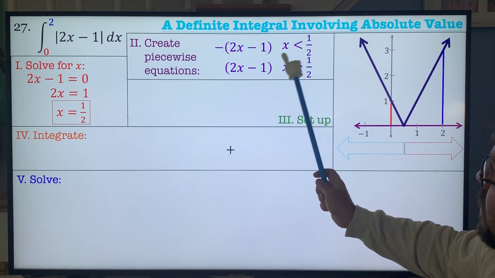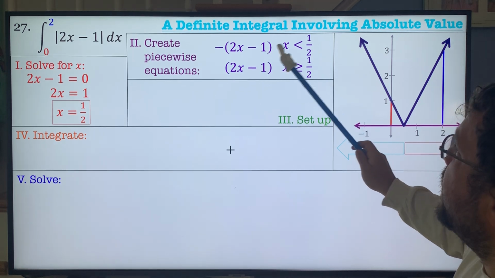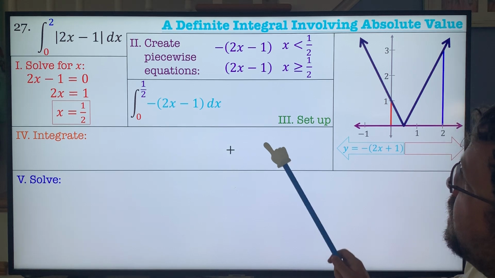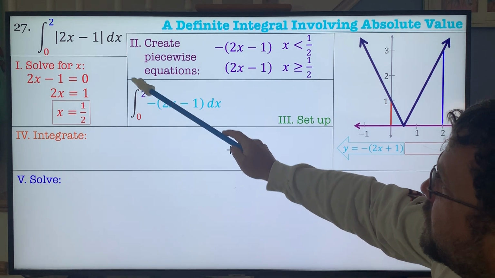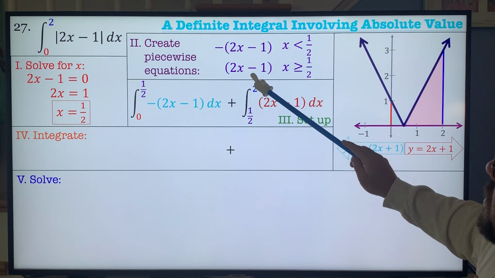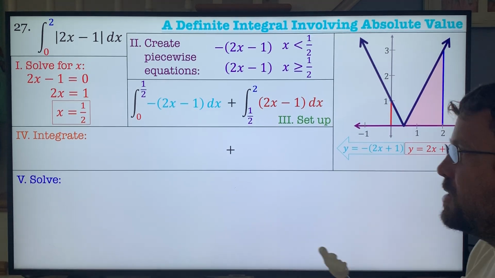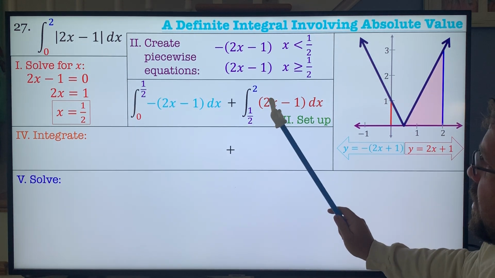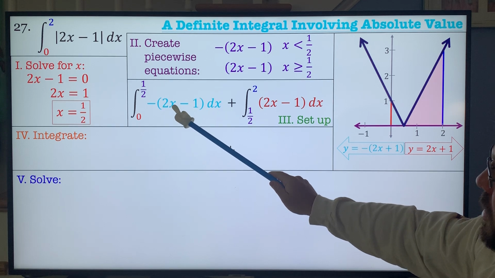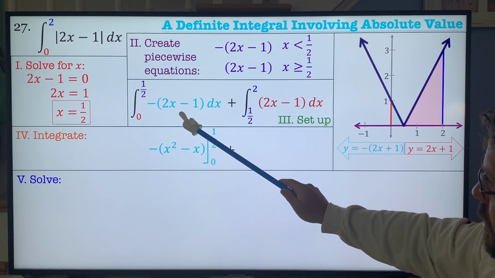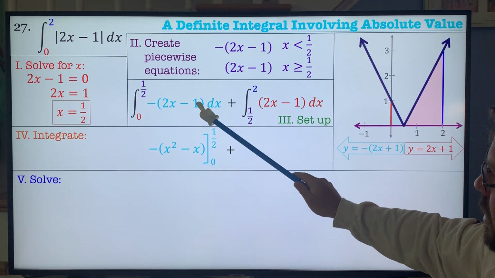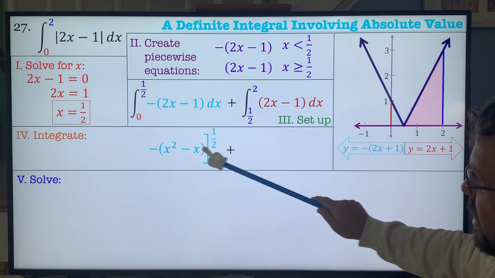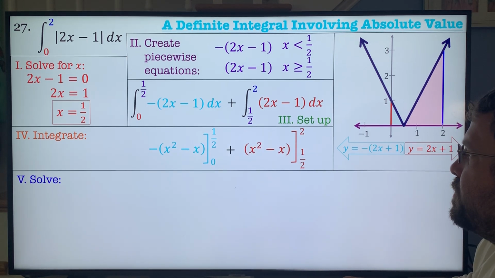Set it up. The integral from 0 to 1/2 of negative 2x minus 1 plus the integral from 1/2 to 2 of 2x minus 1. And both are dx because you're doing it in terms of x. You can pull out the negative here if you want and integrate. Everything else will be the same. This would be x squared over 2, 2 divided by 2 is 1, minus x from 0 to 1/2. There's no negative out front here, and you have the same integration from 1/2 to 2.